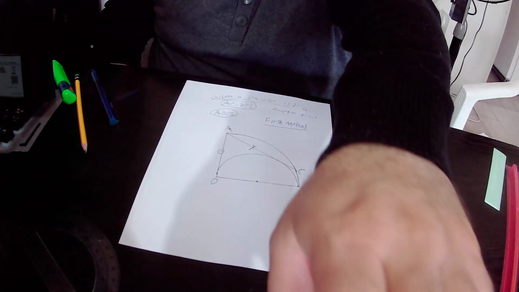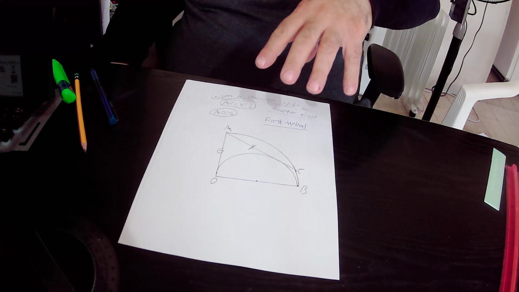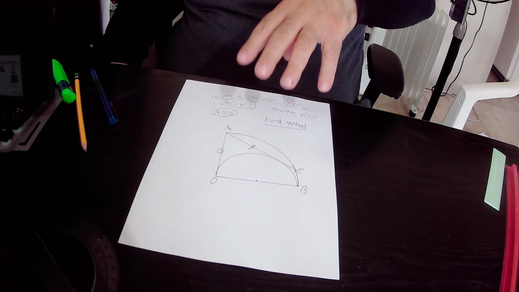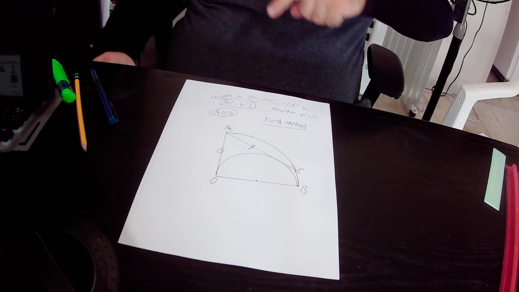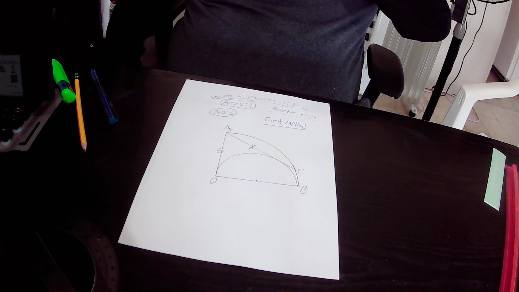Hello, in this lecture we'll find out the length of line segment X using two different methods. In the drawing we have a semicircle inside a quarter circle. We know that AO equals 6 units.